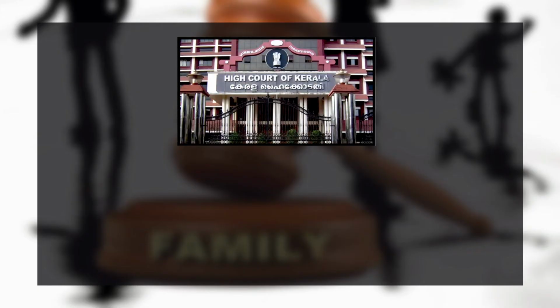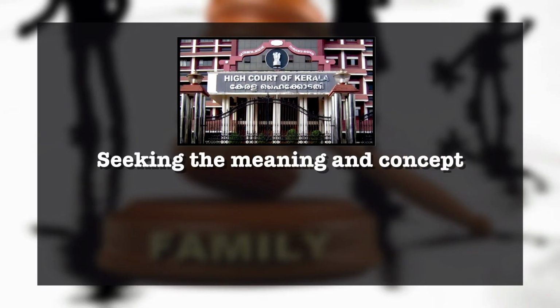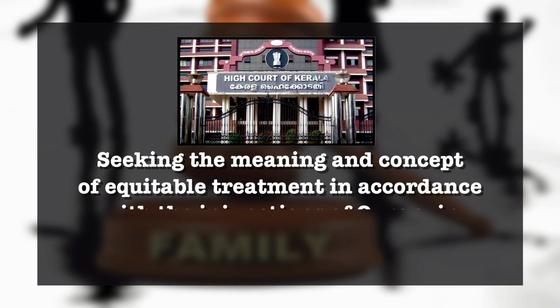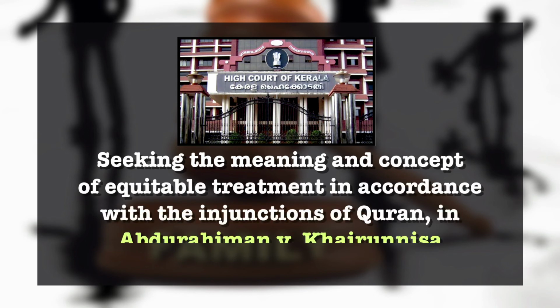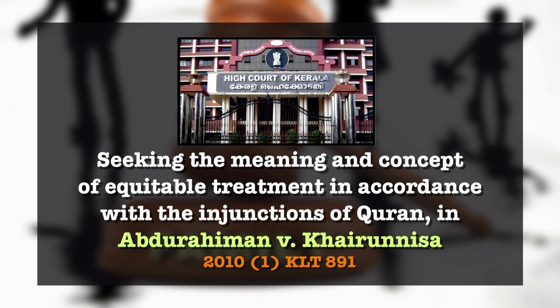The High Court of Kerala, in an attempt to seek the meaning and concept of equitable treatment in accordance with the injunctions of Quran, in Abdur Rahim versus Khairun Nisa, travelled a long distance and took pains to find out the validity of polygamous marriages in Islamic jurisprudence. The court reviewed the purpose of marriage, Quranic restraints imposed on polygamy, and the need of polygamous marriages at different points of time.